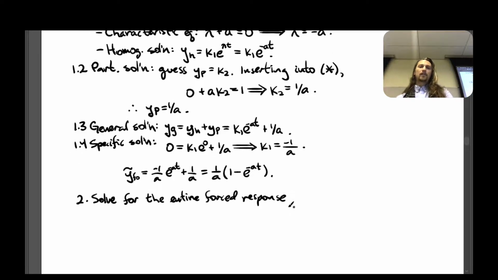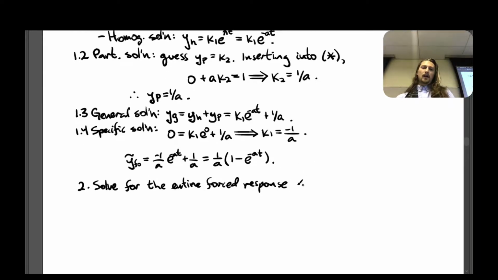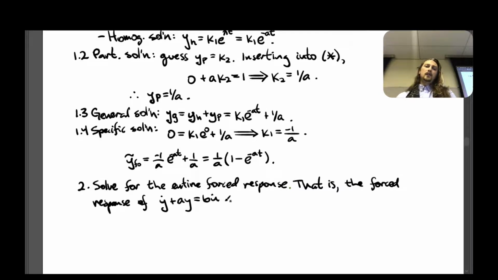So that's going to be the forced response of y dot plus ay equals b u dot plus u.